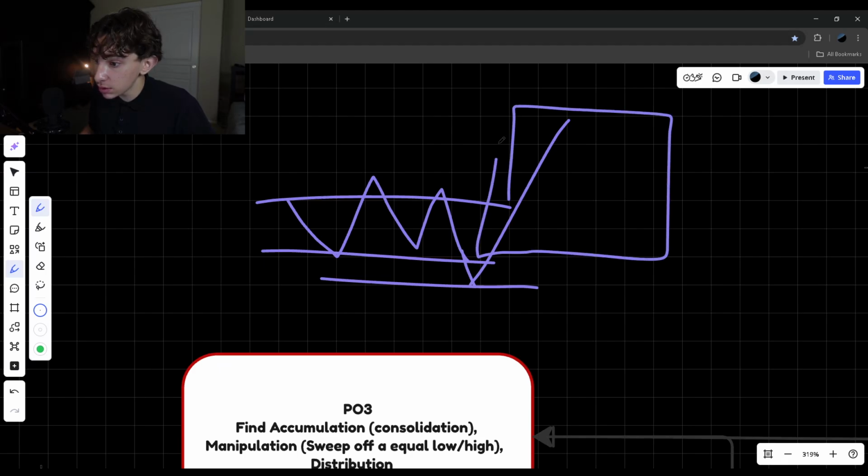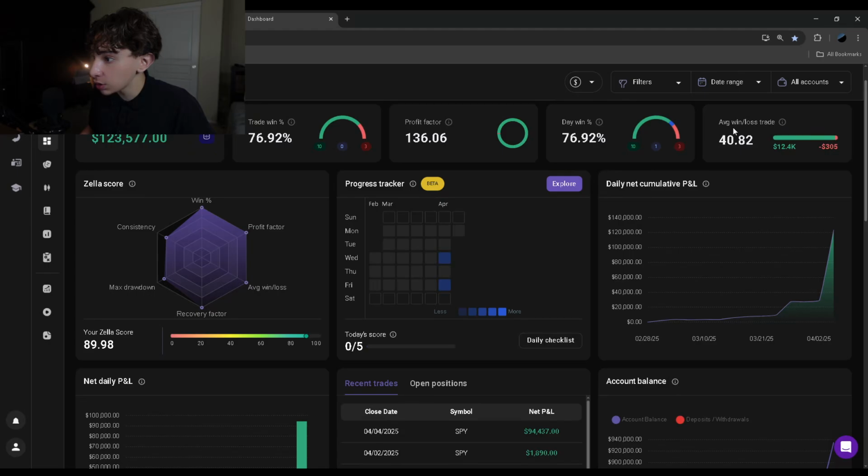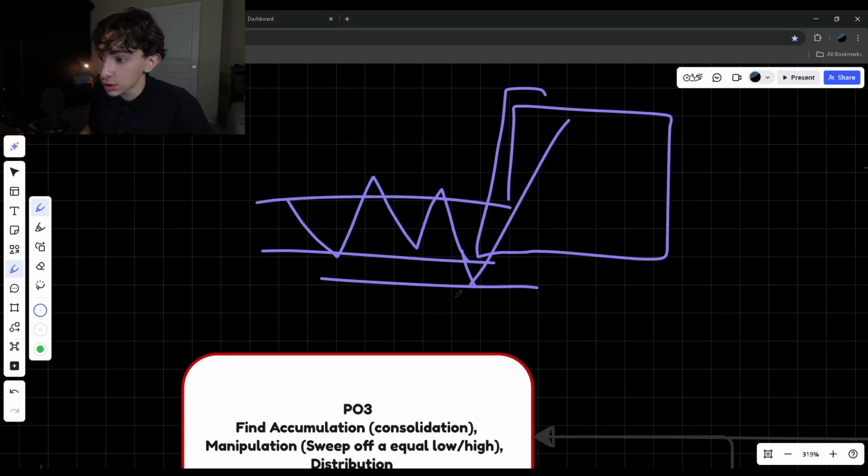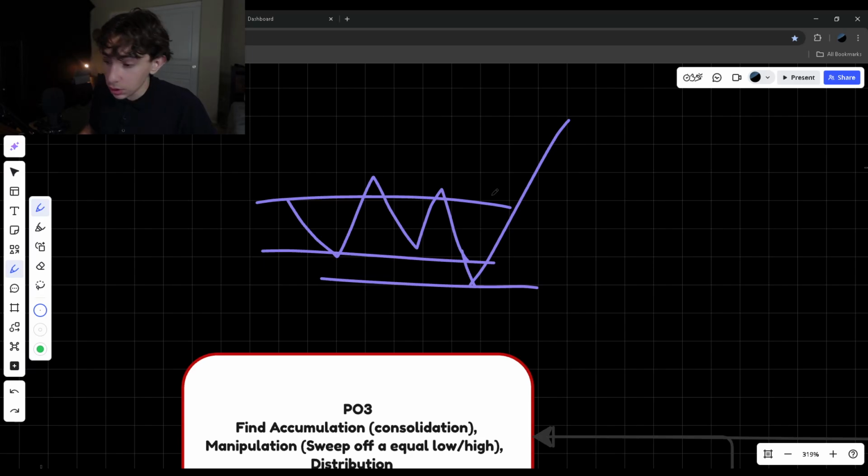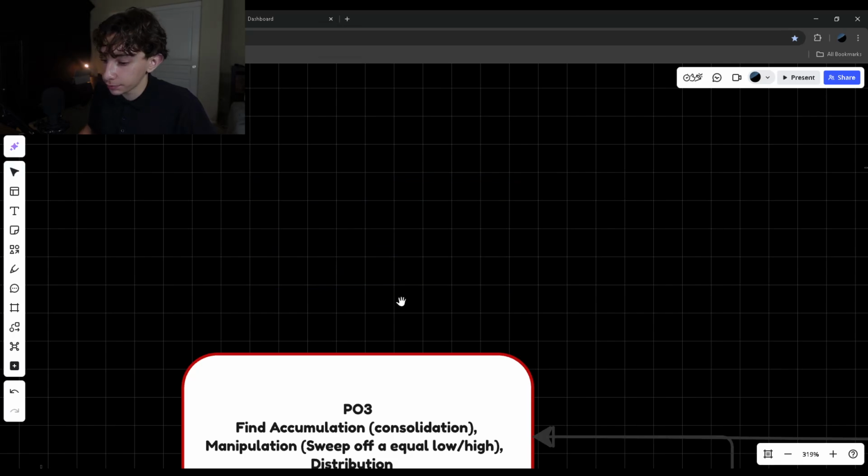So what we're trying to do is catch these big moves. That's why when you look at my average win to loss ratio, it's so small, because I'm risking this much to usually make an insane amount of money, or usually about this much. So it's like 1 to 4, 1 to 3 ratios, which is honestly very tight. It's very good for every trader.